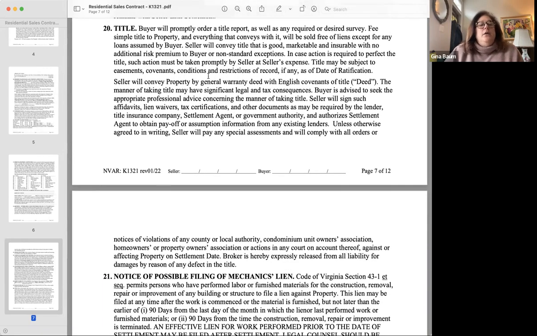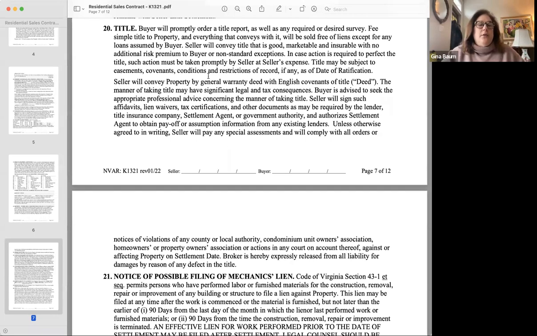So title. Buyer will promptly order a title report as well as any required or desired survey. I do a lot of work in Old Town. I always get a title report. I always get a survey. It's just not worth arguing about. You know, something could come up, you don't know, people get divorced, ex-husbands and wives want to lay claim to property that maybe they have a claim to or they don't have a claim to. There are just so many things.